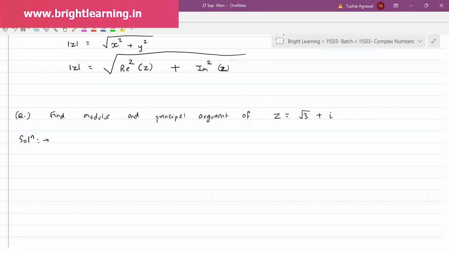Yes, that answer is correct. And what about the argument, Pujita? Dhananjay, can you tell me the argument? Argument, the definition, I hope you understood.